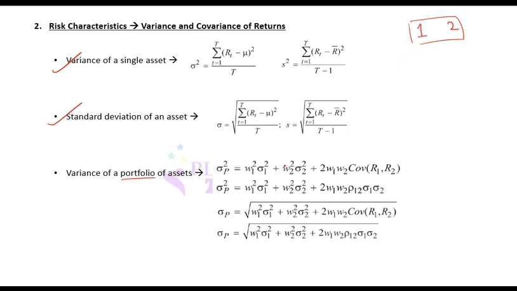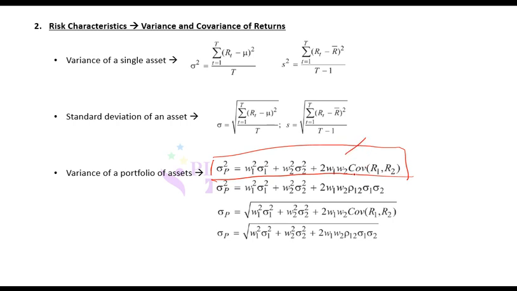For calculating variance of that portfolio, this formula is used. Remember this formula, memorize this formula. This is very, very important. So what is the formula? You say that variance of portfolio is equal to weight of first asset squared multiplied by variance of first asset, plus weight of second asset squared multiplied by variance of second asset, plus 2 into weight 1 into weight 2 into covariance of these two assets. This is the formula. Remember the formula.